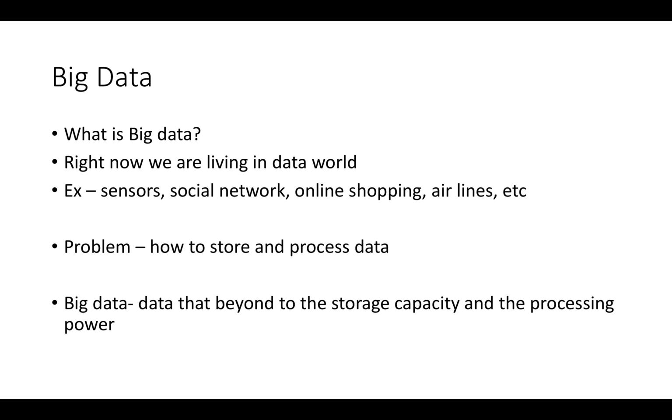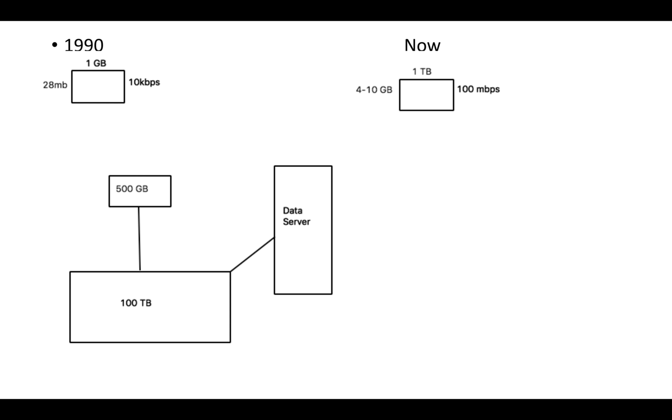So big data, we can say, is data beyond the storage capacity and the processing power. Let me explain. Around 1990, we had 1 GB hard disks, up to 28 MB of RAM, and a processing speed of up to 10 kbps. But right now we have up to 1 TB hard disks in our local laptops, 4 to 10 GB of RAM, and a processing speed of up to 100 Mbps. So you can see that storage capacity has increased rapidly, but processing power has not increased that much.